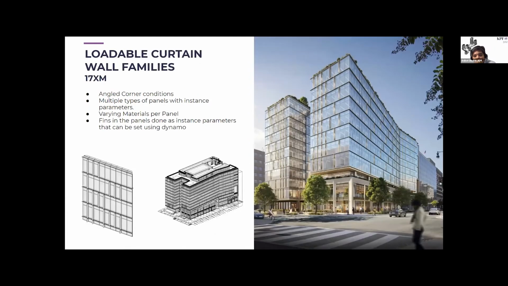Awesome. So the next project is the 17XM. This is a fairly simple building that resides in the DC area. A lot of the nuances of the design come from the slight angular facades. So none of the corners are meeting at 90 degrees, which meant that we had to build all of the facades as custom panels to allow for clean joining conditions.